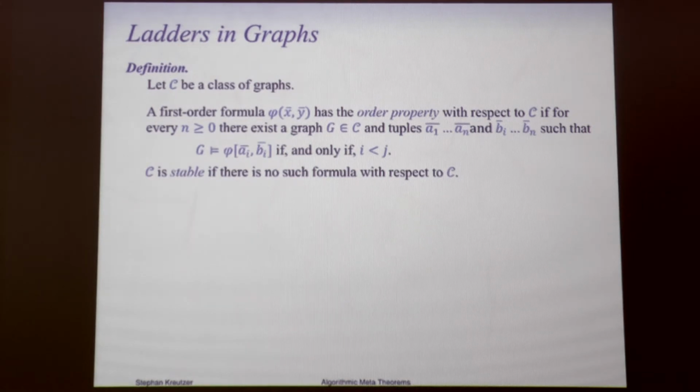We have a class of graphs, and we look at a first-order formula, just any formula, with two sequences of free variables, x bar and y bar, which always have the same length. It has the order property within the class C of graphs if, for every length n, you can find a graph in your class, and tuples a1 to an and b1 to bn, so that this formula is true for a pair a_i and b_j if and only if i is less than j. I'm sorry, this is full of typos.